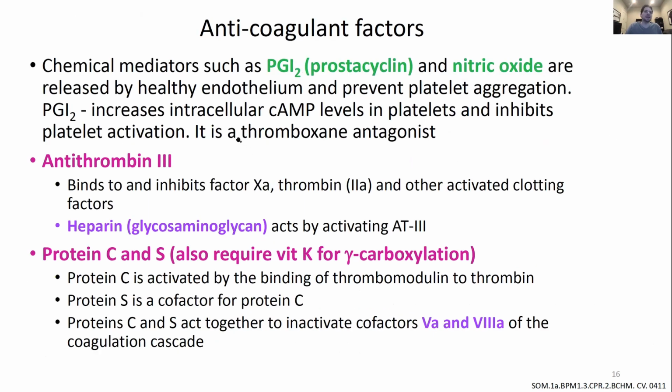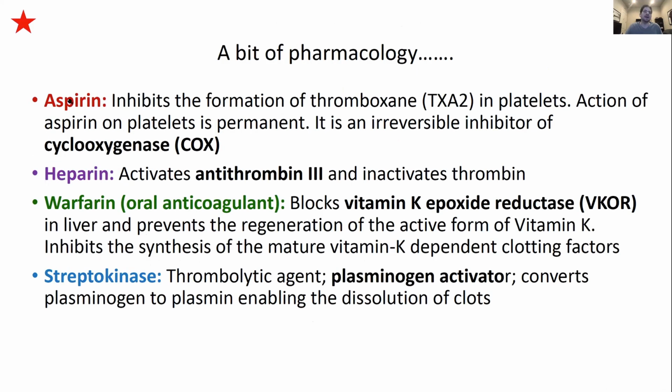Now we'll go through some anticoagulants, some you need to remember. Antithrombin 3, remember heparin is used clinically. It's also an anticoagulant and it's gonna activate antithrombin 3. And as we said, protein C and S are required for gamma carboxylation, or vitamin K and gamma carboxylation is needed for protein C and protein S.